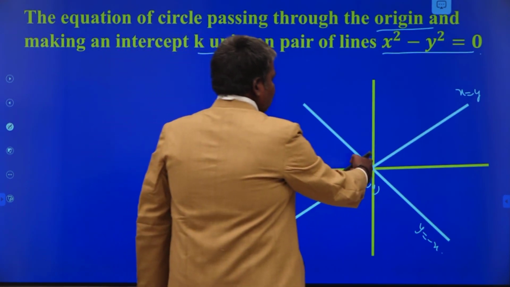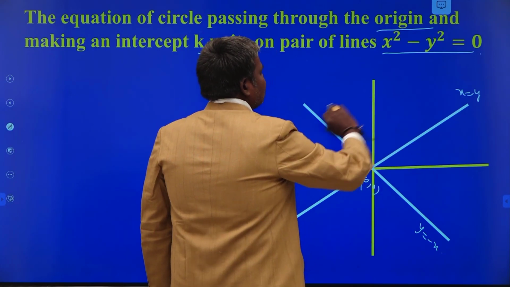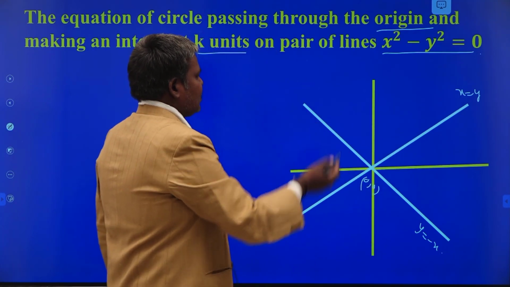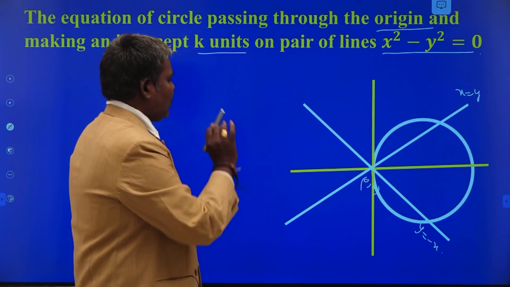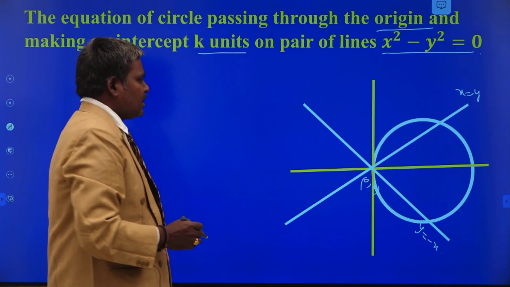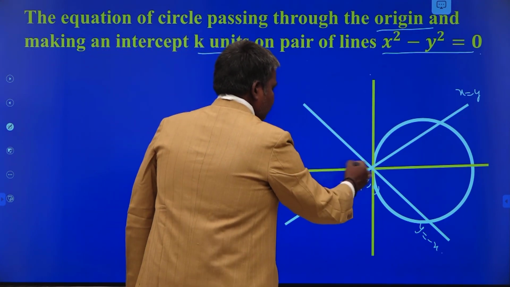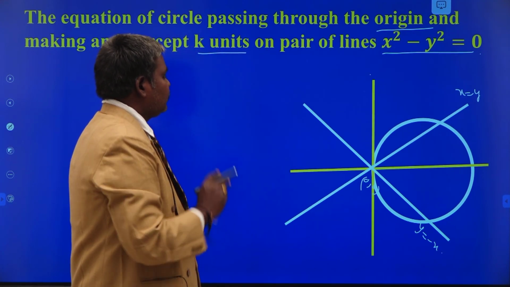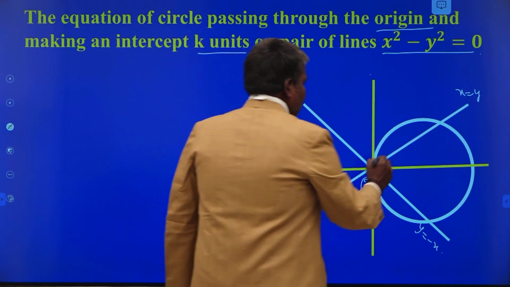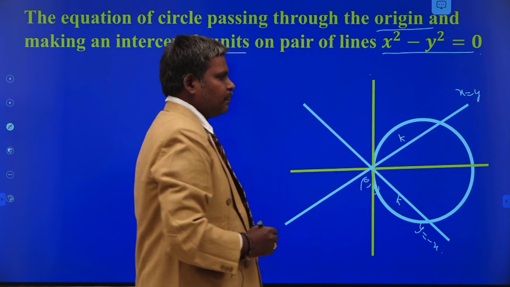This is the origin. Your circle passes through this point and makes intercepts with lines x equal to y and y equal to minus x as shown in this figure. This is one of the possibilities of the circle. There exist another 3 circles also in this manner. What are the intercepts here? K units. See here, this is k units. Similarly, this is also k units.